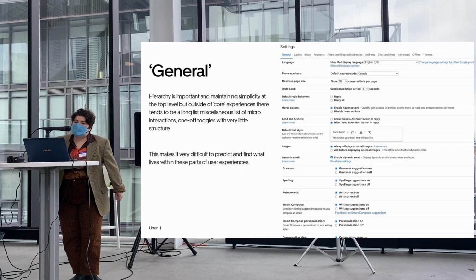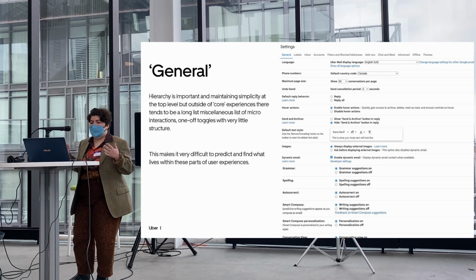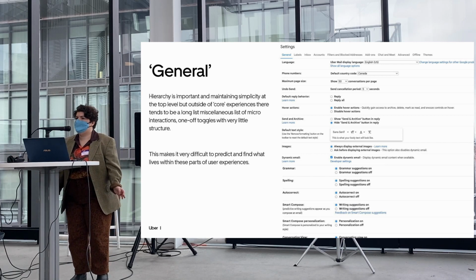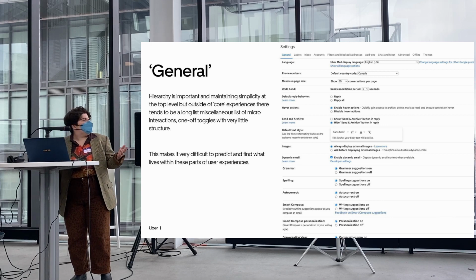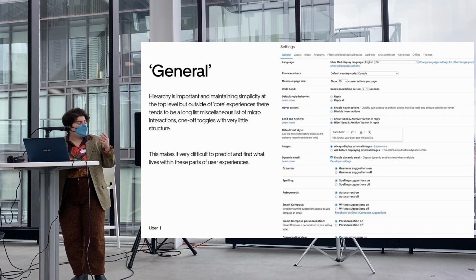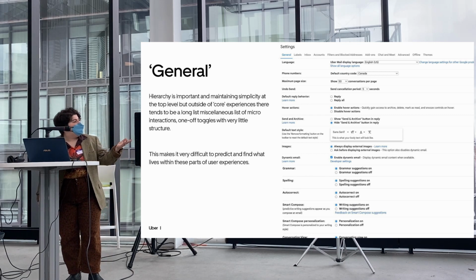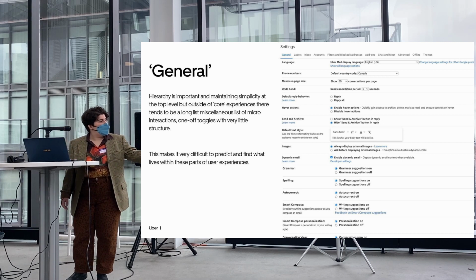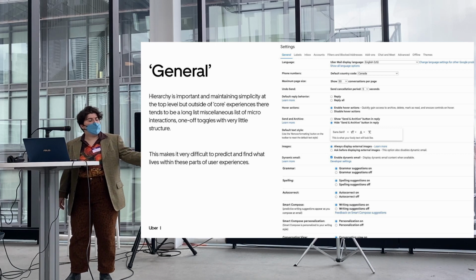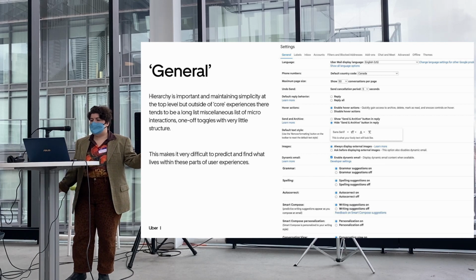Then I went into one of my favorite settings sections, which behaves a little bit differently. This is the Gmail settings. So this is a list of miscellaneous micro-interactions, one-off toggles with very little structure. And one of my least favorite junk drawers within settings is general settings, because that's literally where anything can happen. Within this, there's a lot of things that default to on that probably could be hidden. But within Gmail settings, I don't know if you've used it, there's also some quite important things, like you can change your signature, it's like three scrolls down. You can also put on your vacation mailer. So those seem like they could be more contextualized, and yet they're buried somewhere deep in the settings section.